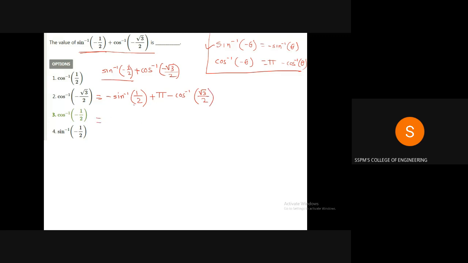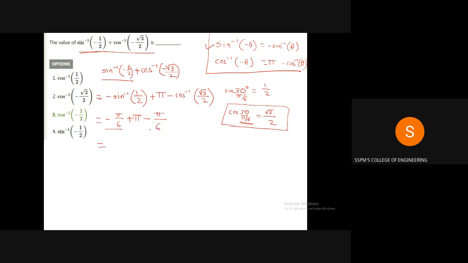Now we know these values, sine inverse of half and cos inverse of root 3 by 2. We know that sine 30 degrees is equal to half, and 30 degrees means pi by 6. Similarly, cos 30 degrees, or cos pi by 6, is root 3 by 2. So we can write minus pi by 6 as the value of sine inverse of half, plus pi minus cos inverse of root 3 by 2, which will be pi by 6. So pi minus pi by 6.